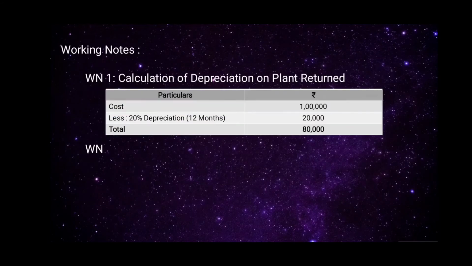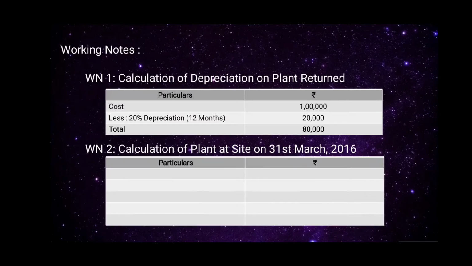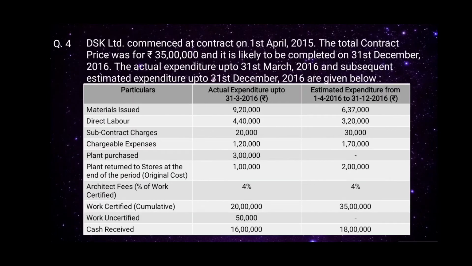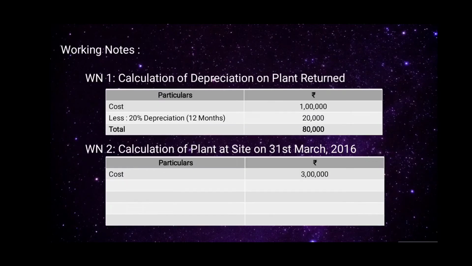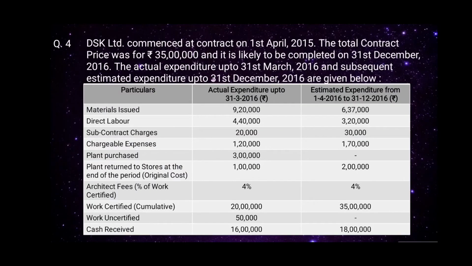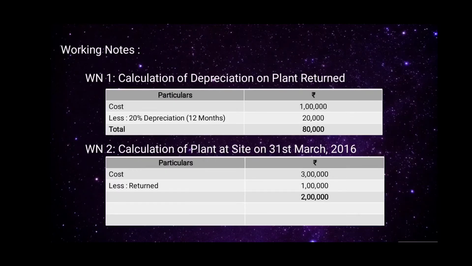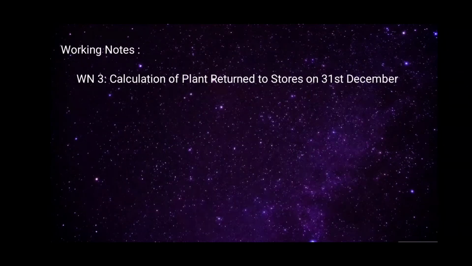Now let us prepare working note number 2 for calculating plant at site. So calculation of plant at site on 31st March 2016. So cost amount is given as 3 lakh, less returned amount is 1 lakh. So the total amount will be 2 lakhs, less 20% depreciation for 12 months, which will be 40,000. So total amount will be 1,60,000.